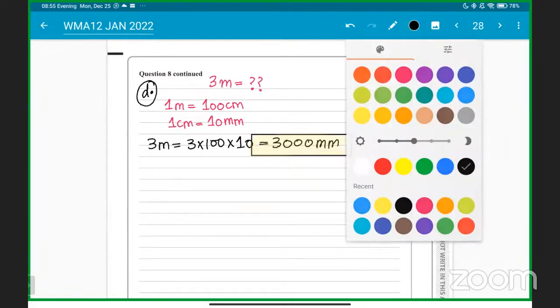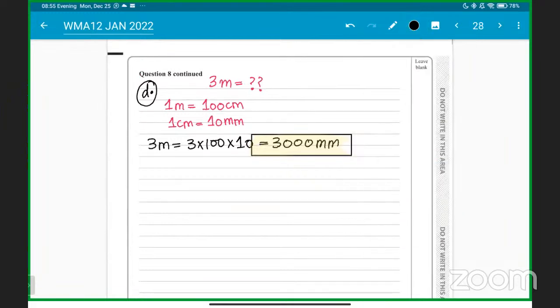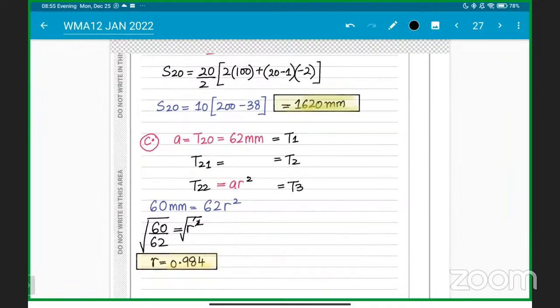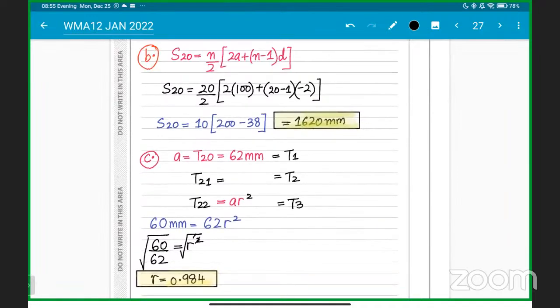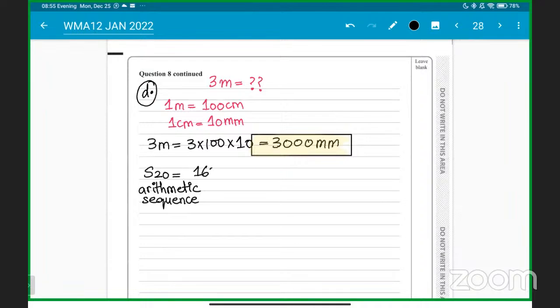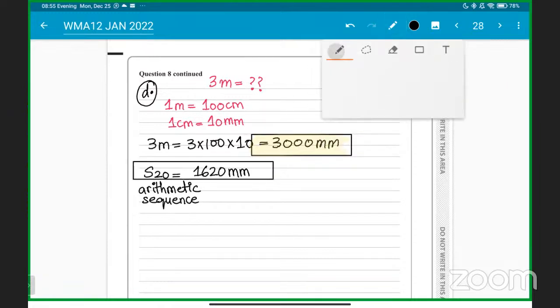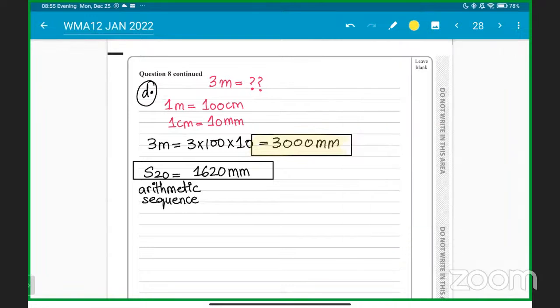What we are going to do is important. If we talk about the sum of the first 20 terms, which were forming an arithmetic sequence, we already know that. The sum of the first 20 terms that we found out was 1620 millimeters. The sum of the first 20 terms of the arithmetic progression from part B, you will take help. It was already 1620 millimeters. This was already there, so this will help us. Till the arithmetic sequence, we already know the sum is 1620.